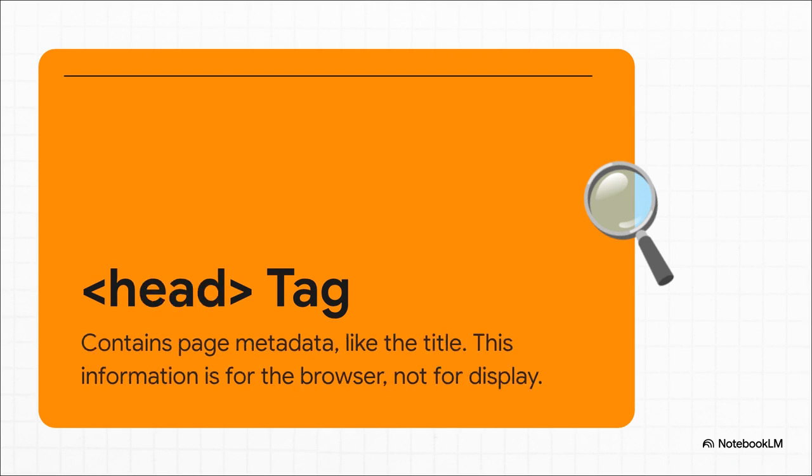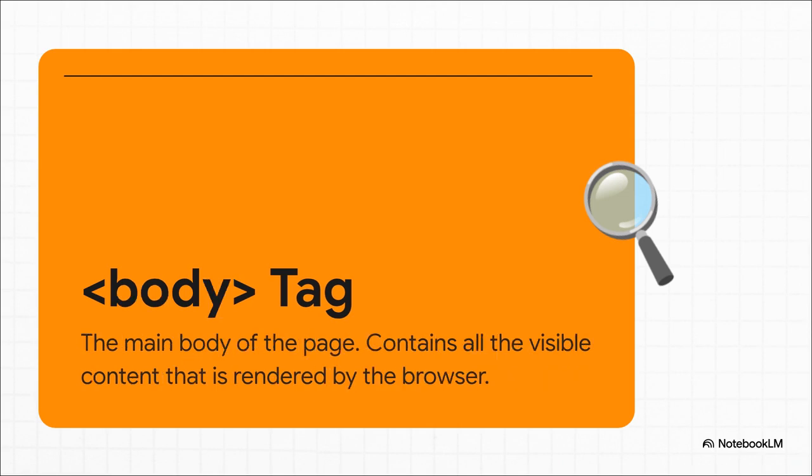Next is the head tag. And this one's pretty cool. It's kind of like the VIN number on a car. It holds all this important info for the browser, like the title you see up in the browser tab, but you don't actually see any of it on the web page itself. And then we get to the body tag. Now this is where all the action is. Everything you can actually see on a web page, the text, the pictures, the links, all of it, it all goes inside the body. This is where we start building the visible parts of our car.